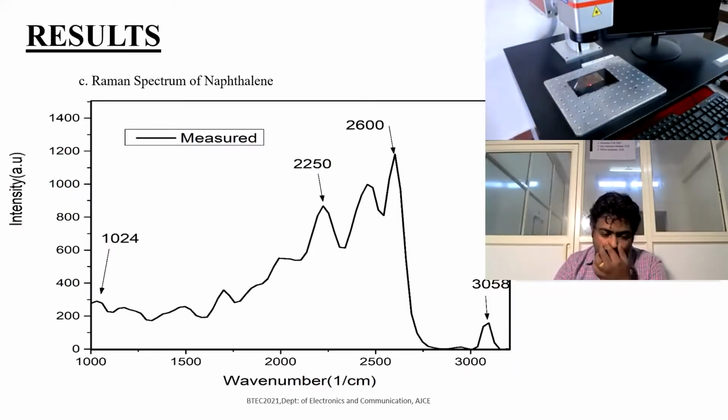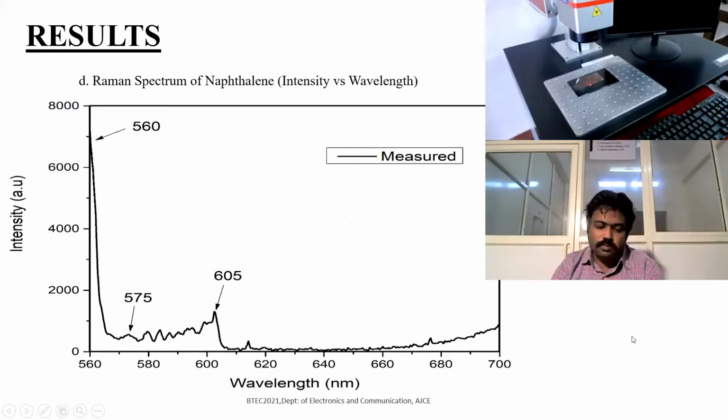And this is naphthalene, which shows very good results when you measure the density. We were able to measure peaks at 1024, 2250, 2600 and 3058, which have very small shift differences. This is the Raman shift found against the industry-grade measurement from the journals. This is the shift we already get from our results.